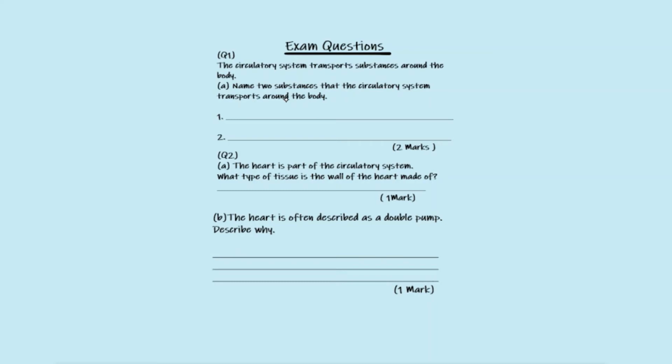This brings us to the last section, exam questions. Question 1. The circulatory system transports substances around the body. Name the two substances that the circulatory system transports around the body, and this is worth 2 marks.